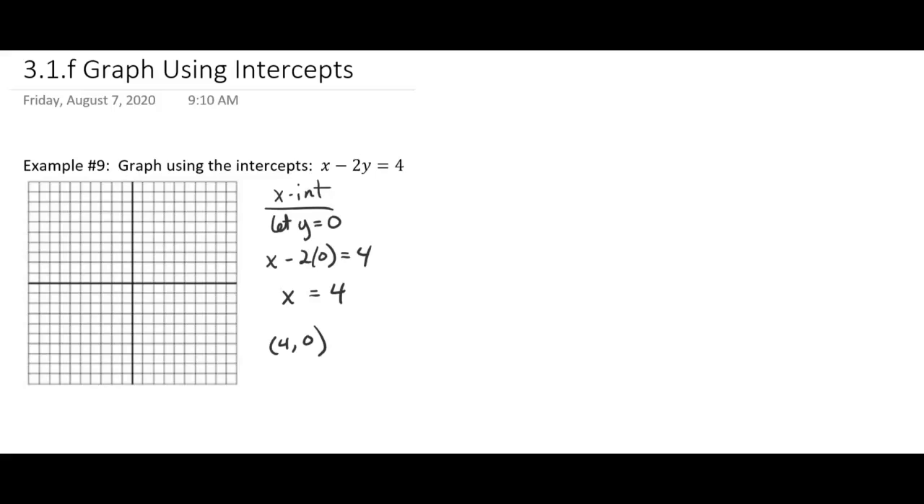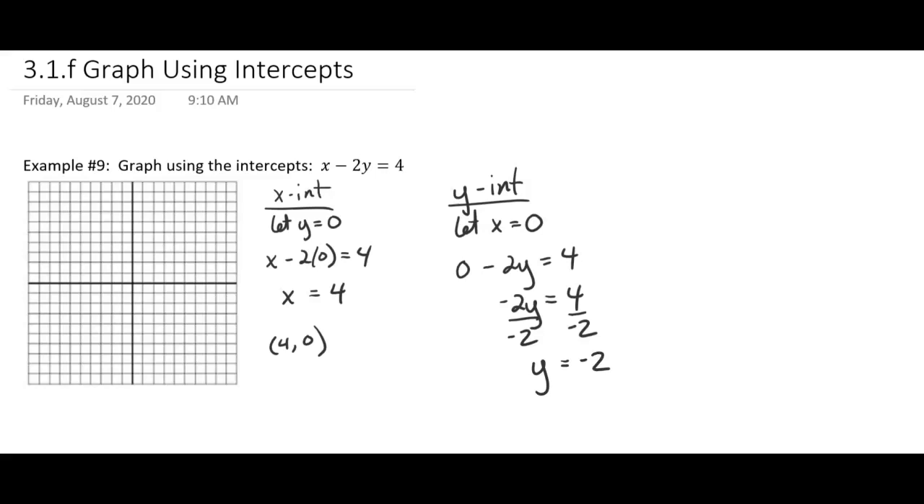And then we're going to find the y-intercept by letting x equal 0. And so we get 0 minus 2y equals 4, or negative 2y equals 4. Divide both sides by negative 2, and we get y equals negative 2. So the y-intercept is 0, negative 2. Usually, a lot of times I'll write these equations so it's not too difficult to find the intercepts. So we found them, we can graph them.